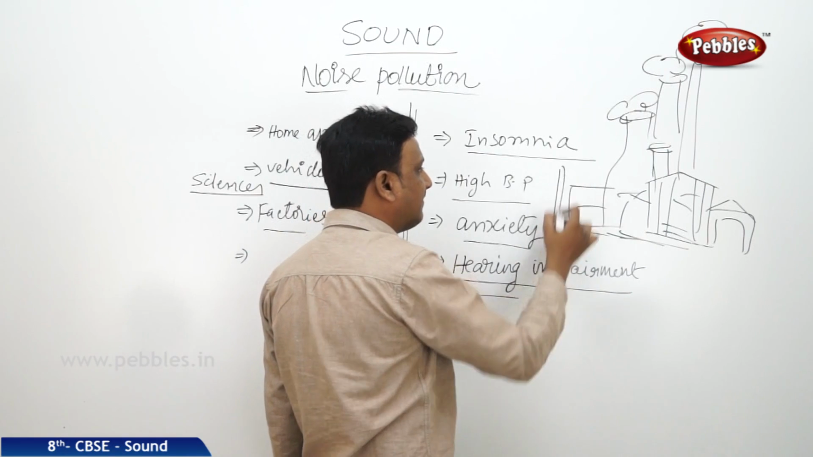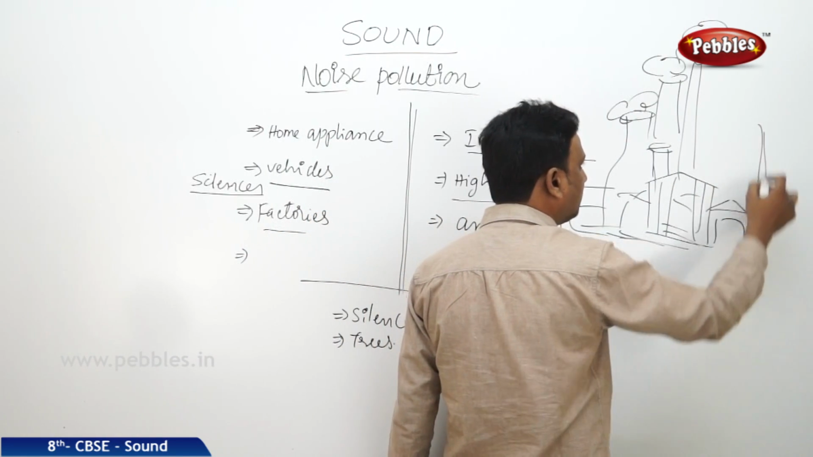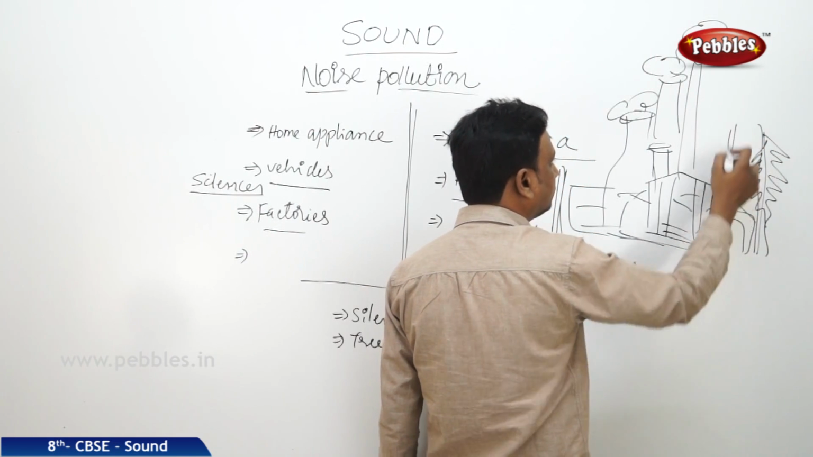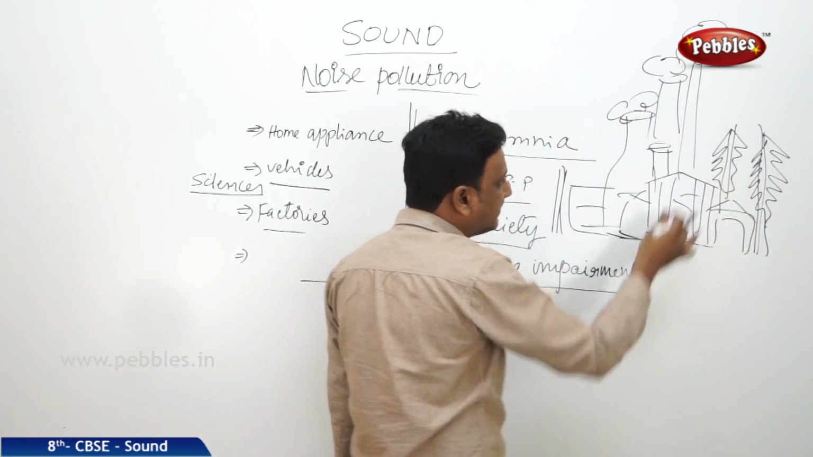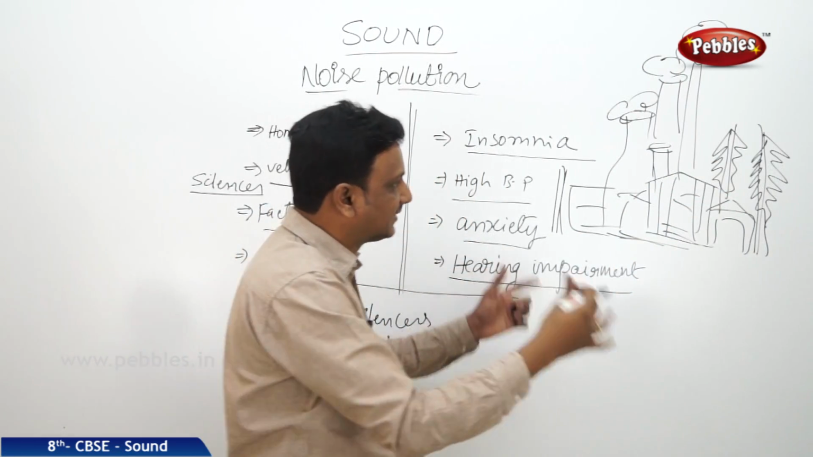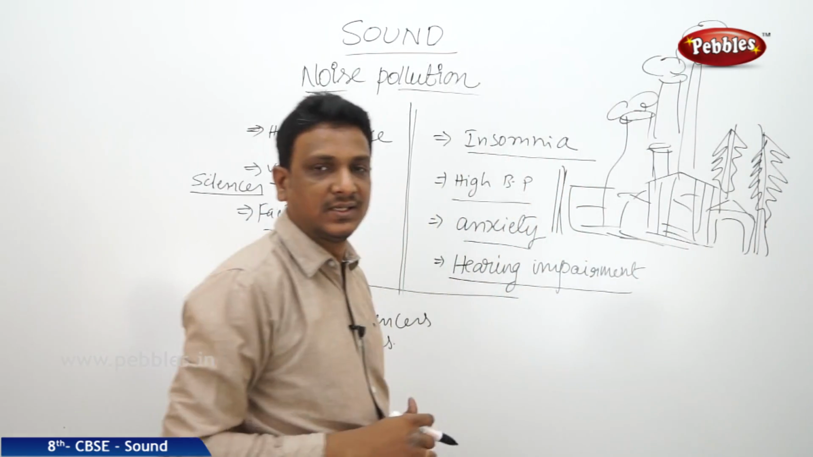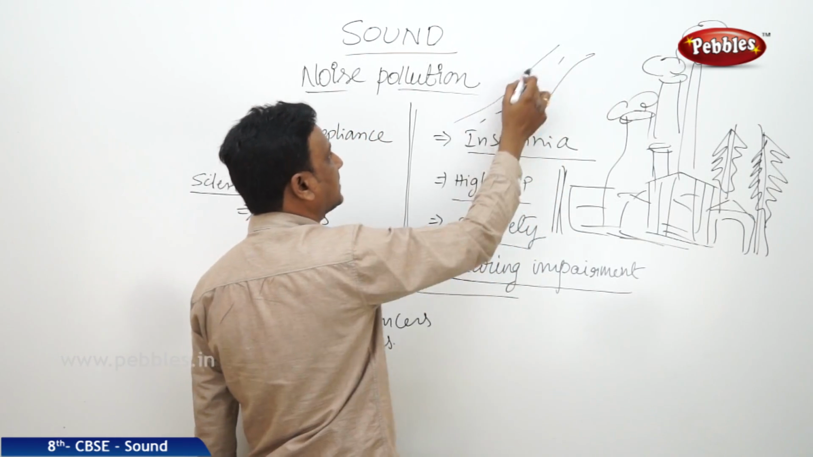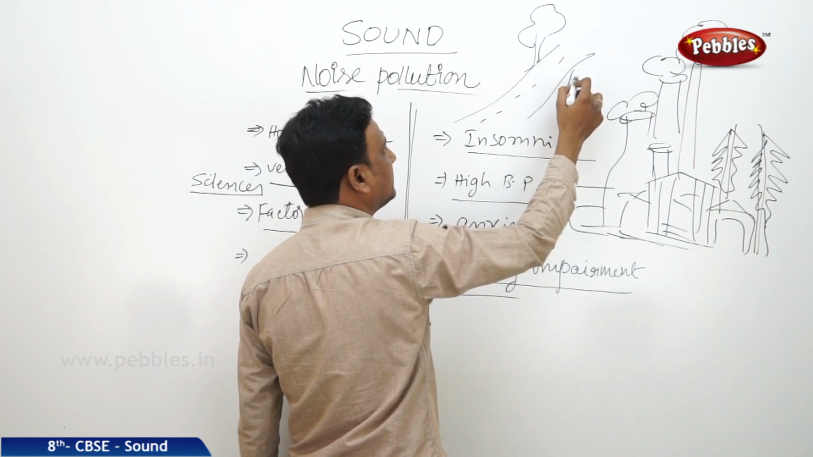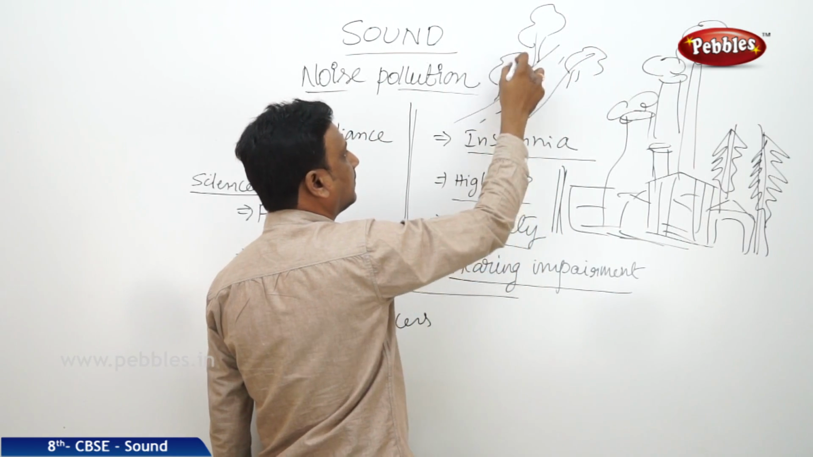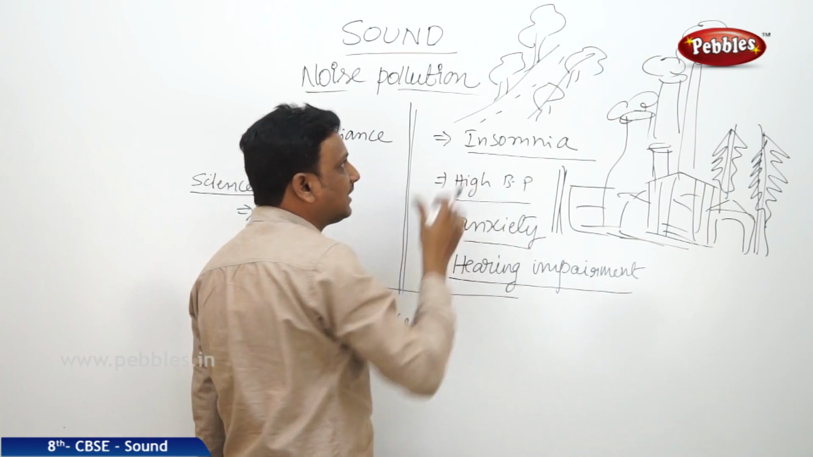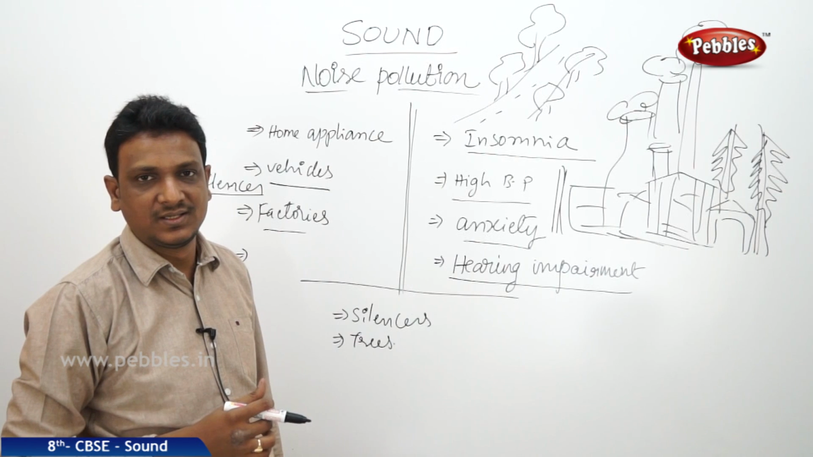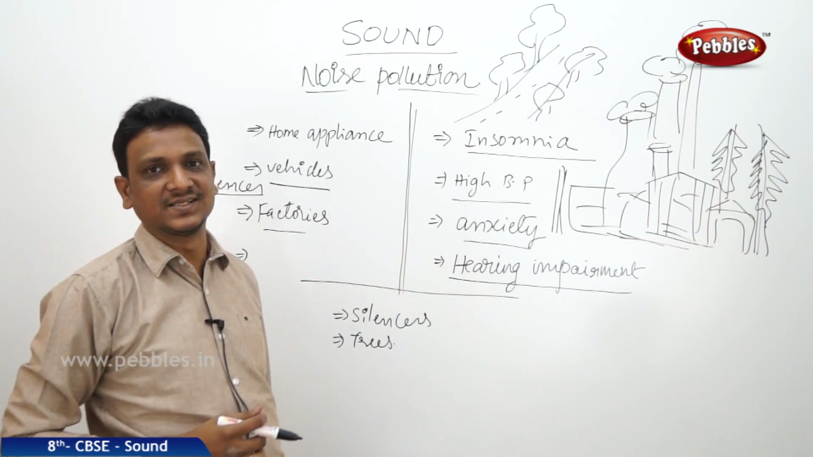If the factory has some sound absorbers like tall trees, if the factory is growing tall trees around, the trees will absorb the sound. They will cut the sound from going to other places. In the same way, if this is the road, and on the sides of the road trees are planted, these trees will cut off this sound, so the sounds do not enter the residential areas. So trees are good silencers. They will absorb this sound.